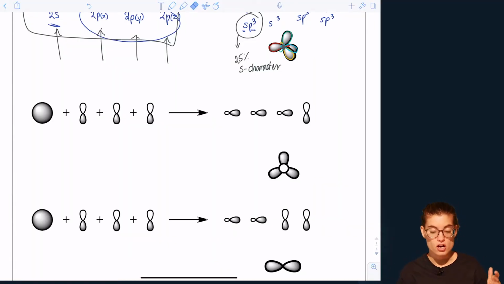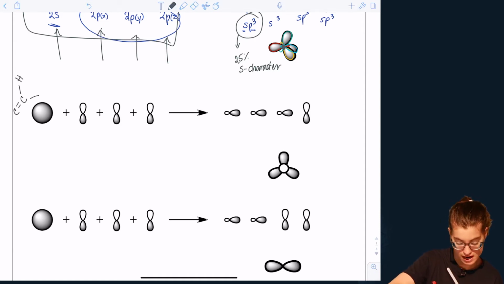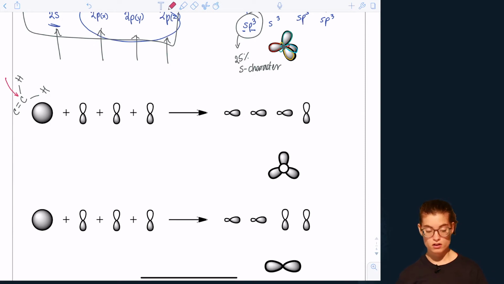Let's look at a carbon that is double bound to other atoms. So, let's just look at a carbon double bound to another carbon. Let's put some hydrogens on there. Okay, so what about this carbon? What's the hybridization of that carbon?